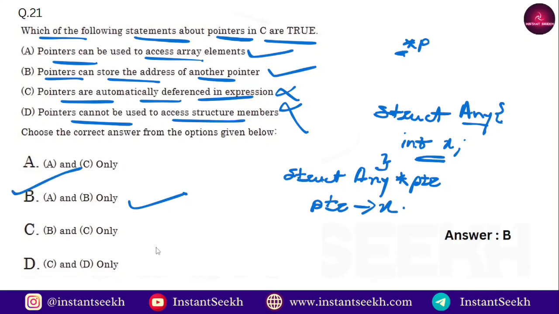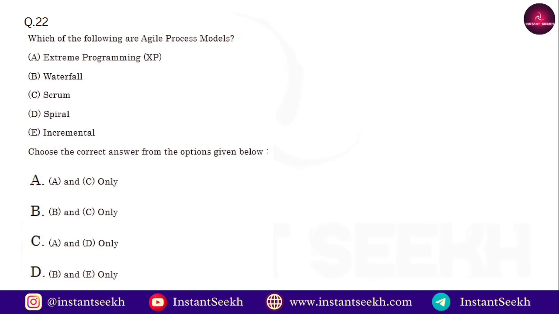Okay, let's move on to the next one. Which of the following are agile process models? From the software engineering models, software process models, which of the following are the agile process models?